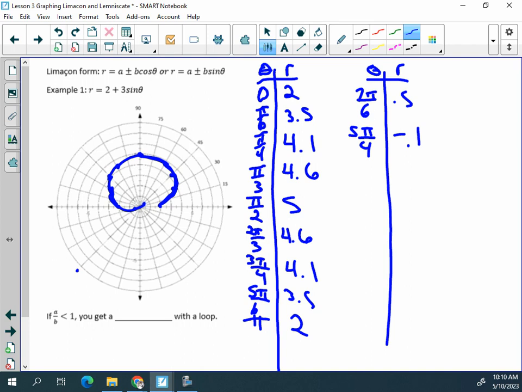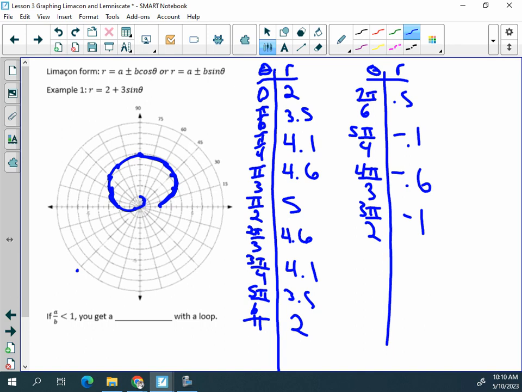Okay, and then 4 pi over 3. Sine of that's negative square root of 3 over 2 times 3 plus 2 is going to get us about negative 0.6. So somewhere right in there. Okay, and then 3 pi over 2. Sine of 3 pi over 2 is negative 1, times 3 is negative 3, plus 2 is negative 1. So that'll put us right here.